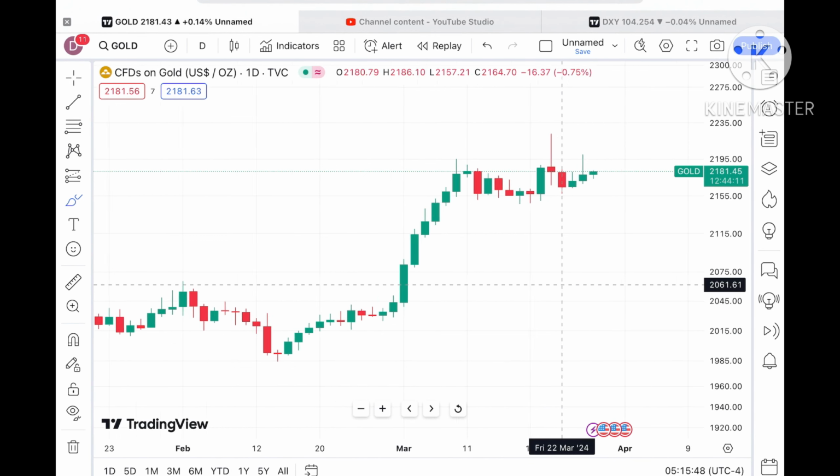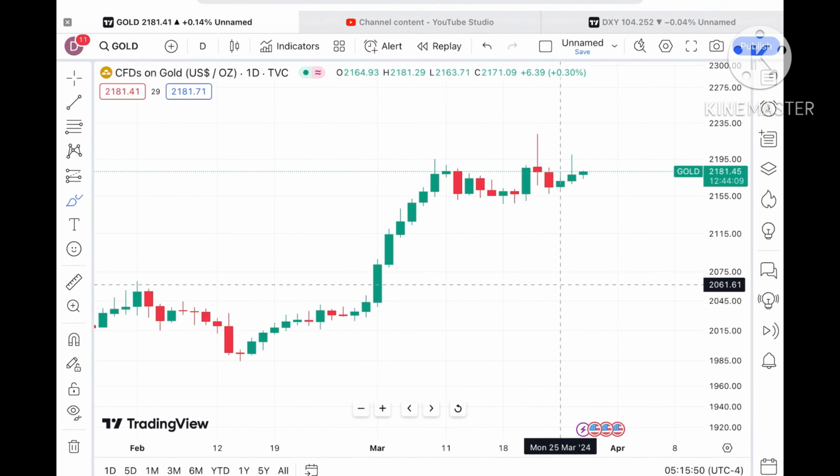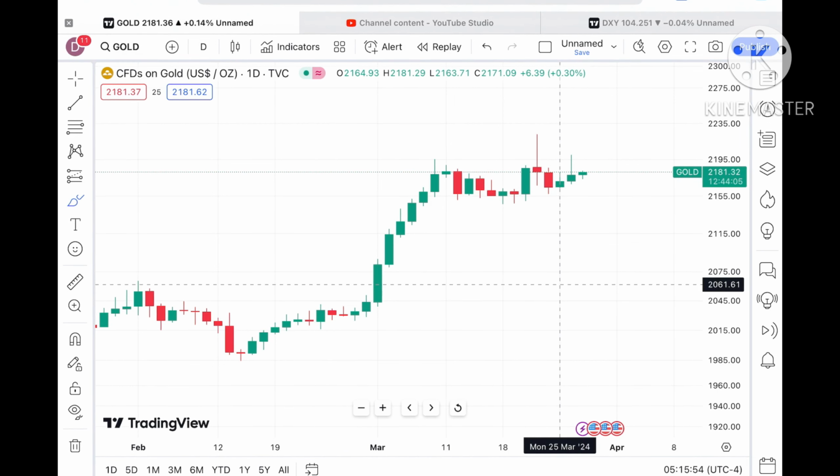Now let's see how the price of gold can move. Okay, I'm not showing a 15 minutes chart, because you have to set your SLs for the daily chart, because there is not much volatility we are seeing.